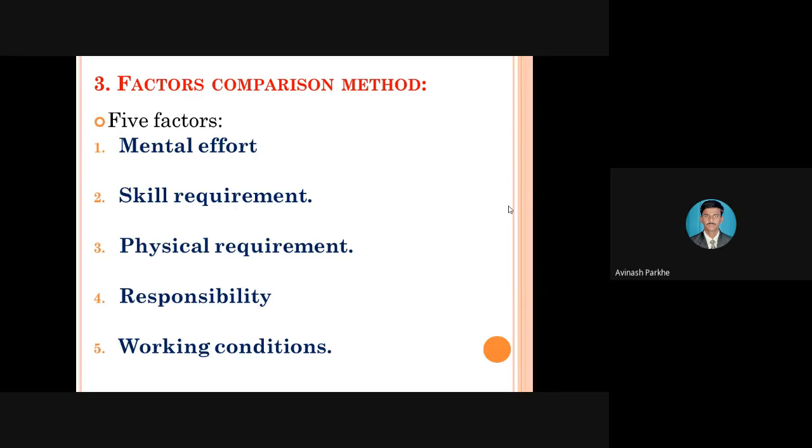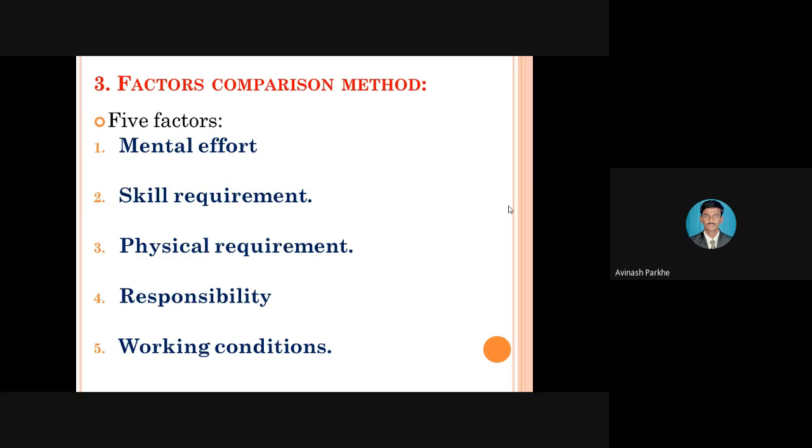And the last important factor is working conditions. In which working condition is the operator working? One operator is working in a high temperature region, another operator is working in a cold temperature region, and one more operator is working in a heating region. Whatever working conditions are available in the industry, based on that the comparison will also be done whenever we go for job evaluation. So this method is called a qualitative method, and whenever we go for job evaluation, these 5 factors are to be considered, and based on that the evaluation of the job takes place.